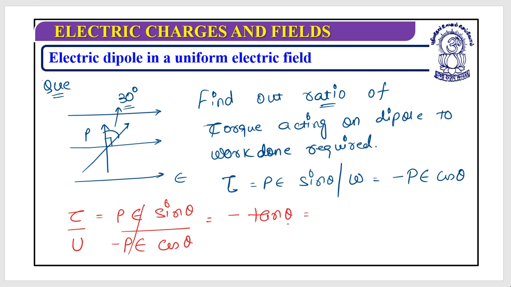As per the data given, this theta is equal to 30 degrees. So this is equal to minus of tan 30 degrees. What is tan 30? It's minus of 1 by root 3. This is the ratio, torque to the potential energy or torque to the work done.